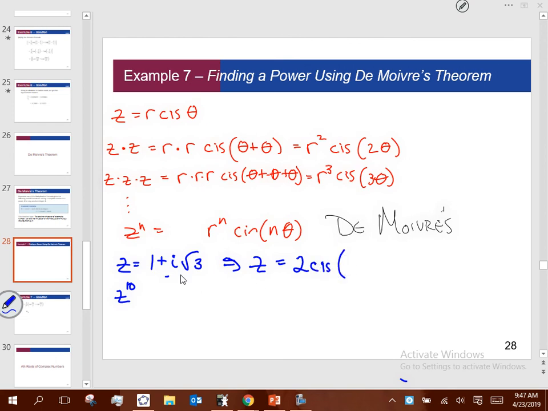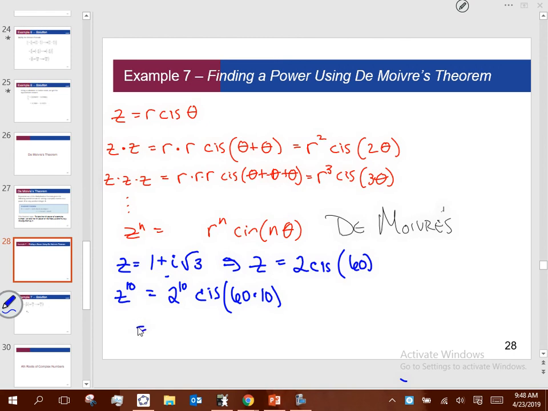Now, theta here is going to be tangent inverse of b over a, right? That's 60 degrees, isn't it? And it's in the first quadrant, so I know that 60 degrees is what I want. So theta is 60. Okay, so there's z. So now if I want z to the 10th, what de Moivre's theorem says is you take your r and raise it to the 10th. And then you have cis, and you take 60 and multiply it by 10.